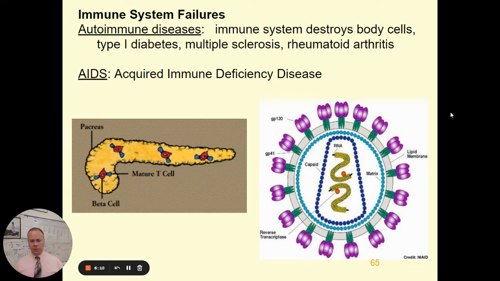Also, some pathogens like the HIV virus attack our own immune system, and they cause a disease that's called AIDS. Because this HIV virus attacks immune cells, it leaves a person vulnerable to infections.